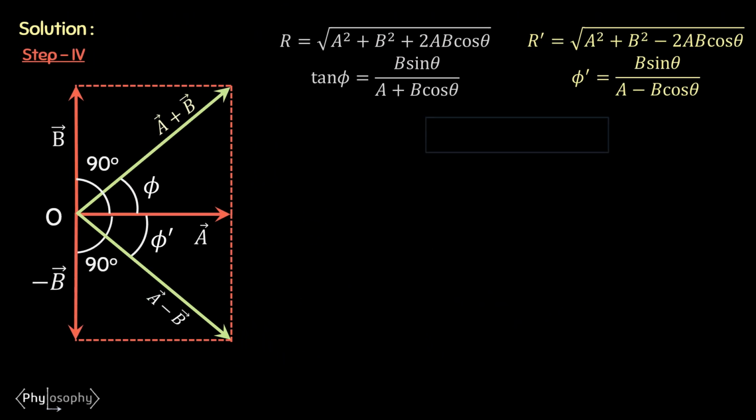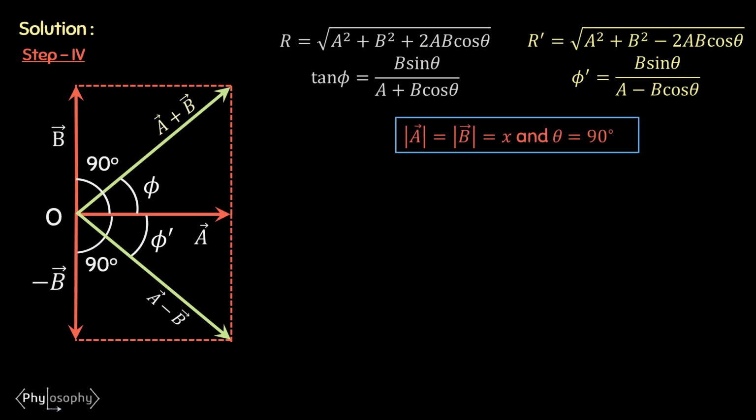Now if we put these two conditions, that is the magnitudes of the vectors a and b are the same, which is x, and theta, the angle between the two vectors a and b, is 90 degrees, then we will have r equals square root of x squared plus 2x squared cos 90 degrees. Now cos 90 is equal to 0, therefore we will have r equals square root of 2x squared, or r equals root 2 x.